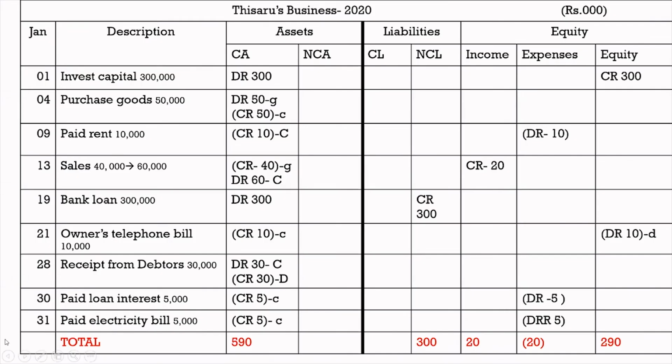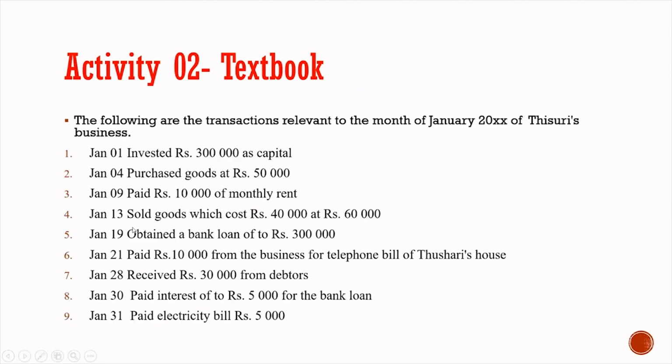So if you go back to the question, obtained a bank loan of rupees 300,000. If the time period is not mentioned, you can assume that if it is less than 1 lakh or 50,000, you can put it under current liabilities. But if the amount is higher than that, or they have a time span of more than 1 year, it definitely comes under the non-current liabilities.